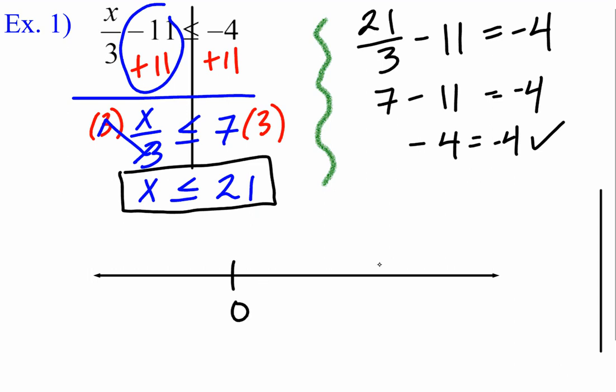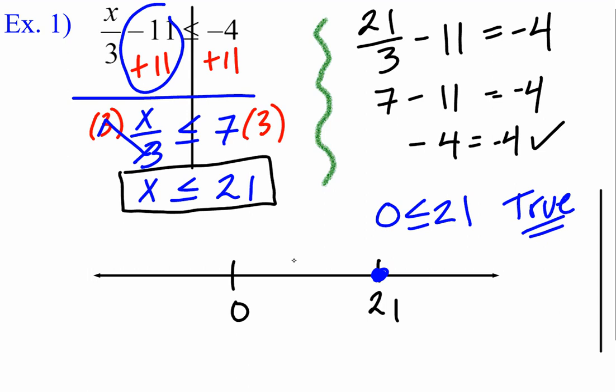So we're going to have a 0 and we're going to have a 21. We're going to have a closed circle at 21 because of this equal sign. And then from there we have to decide, do we go right or do we go left? So we're going to take our 0 test and put in 0 for x. So 0 is less than or equal to 21. That happens to be true, and because it's true, we're going to take our line towards the 0, because 0 is a possible answer. Okay?